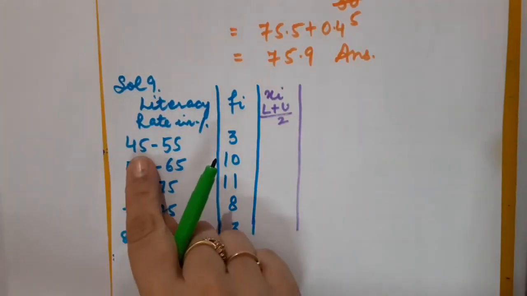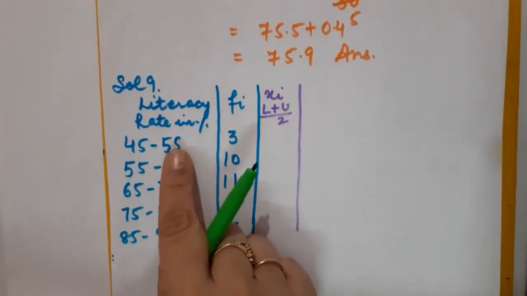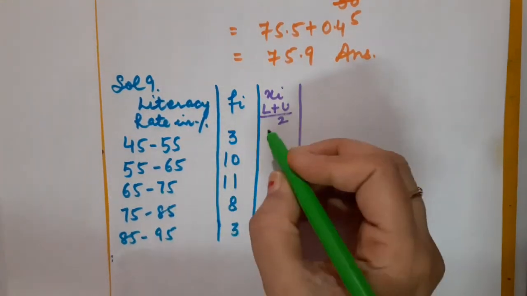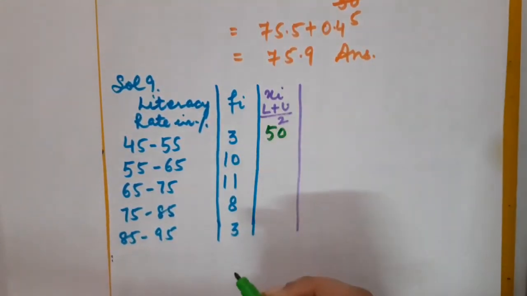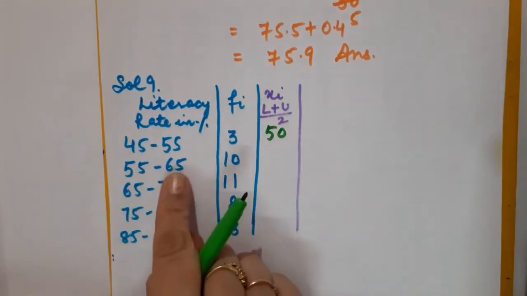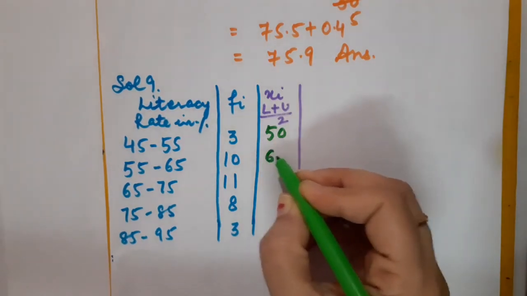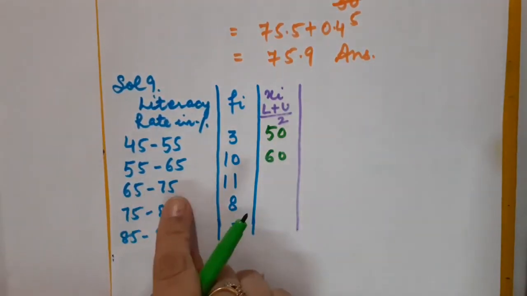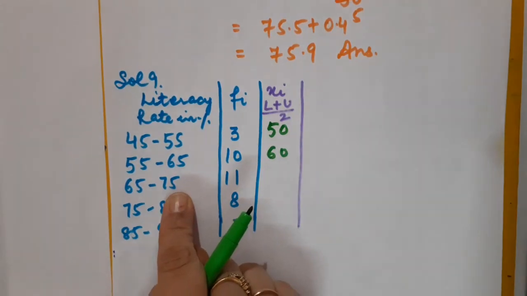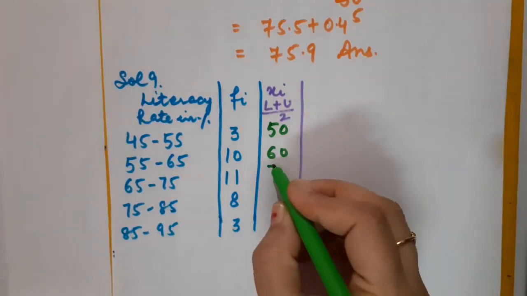So lower limit is 45 and upper limit is 55. Add them, you will be getting 100. 100 divided by 2, that is 50. Now 55 plus 65, you will be getting 120. Divided by 2, that is 60. In the same manner, when I added them, I got 140 divided by 2, that is 70.